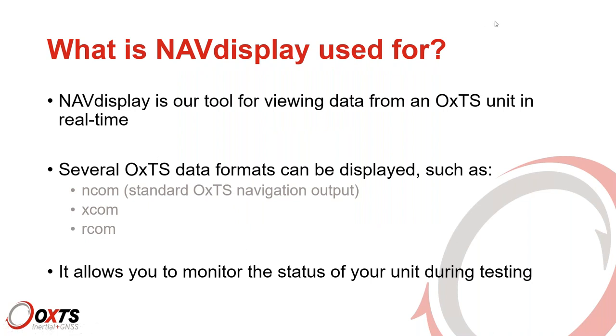So this webinar just covers the basics of NAVdisplay. NAVdisplay is our tool for viewing OxTS data from our units in real time. You can use it with several of our formats, but NCOM is the standard. This is just the navigation output of a single RT. It has all the data and the calculated measurements that are outputted by our navigation engine. It also allows you to monitor the status of your unit as well as making some changes to the configurations, using some additional utilities.